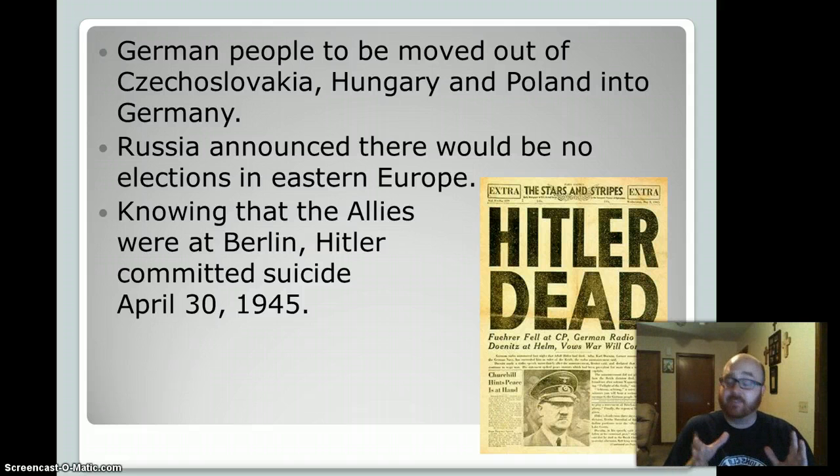He knew what would happen if he got captured. And so he took the coward's way out and committed suicide. He and his wife both committed suicide in a bunker in Berlin on April 30th, 1945. And that really signifies that the war is definitely over. If Hitler's dead, the war is going to be over.